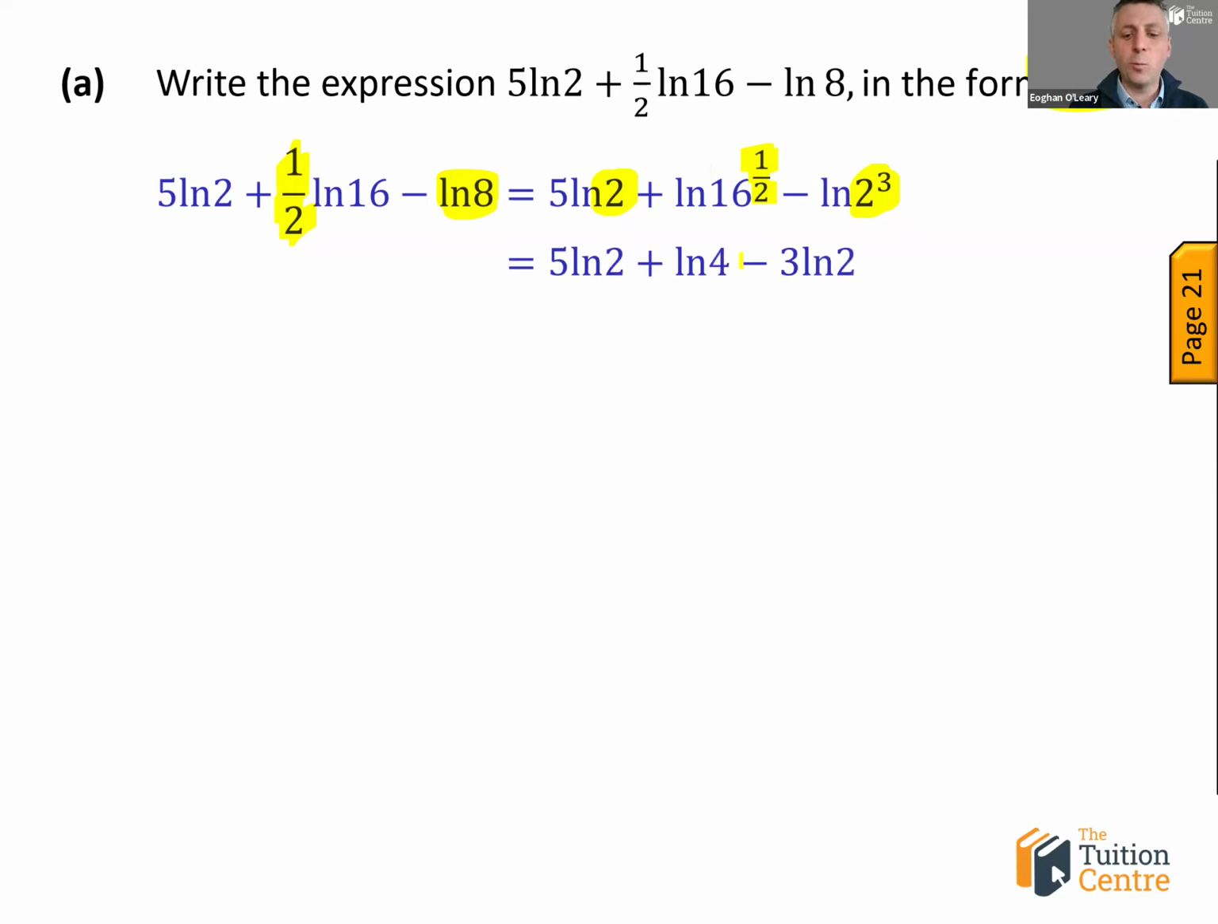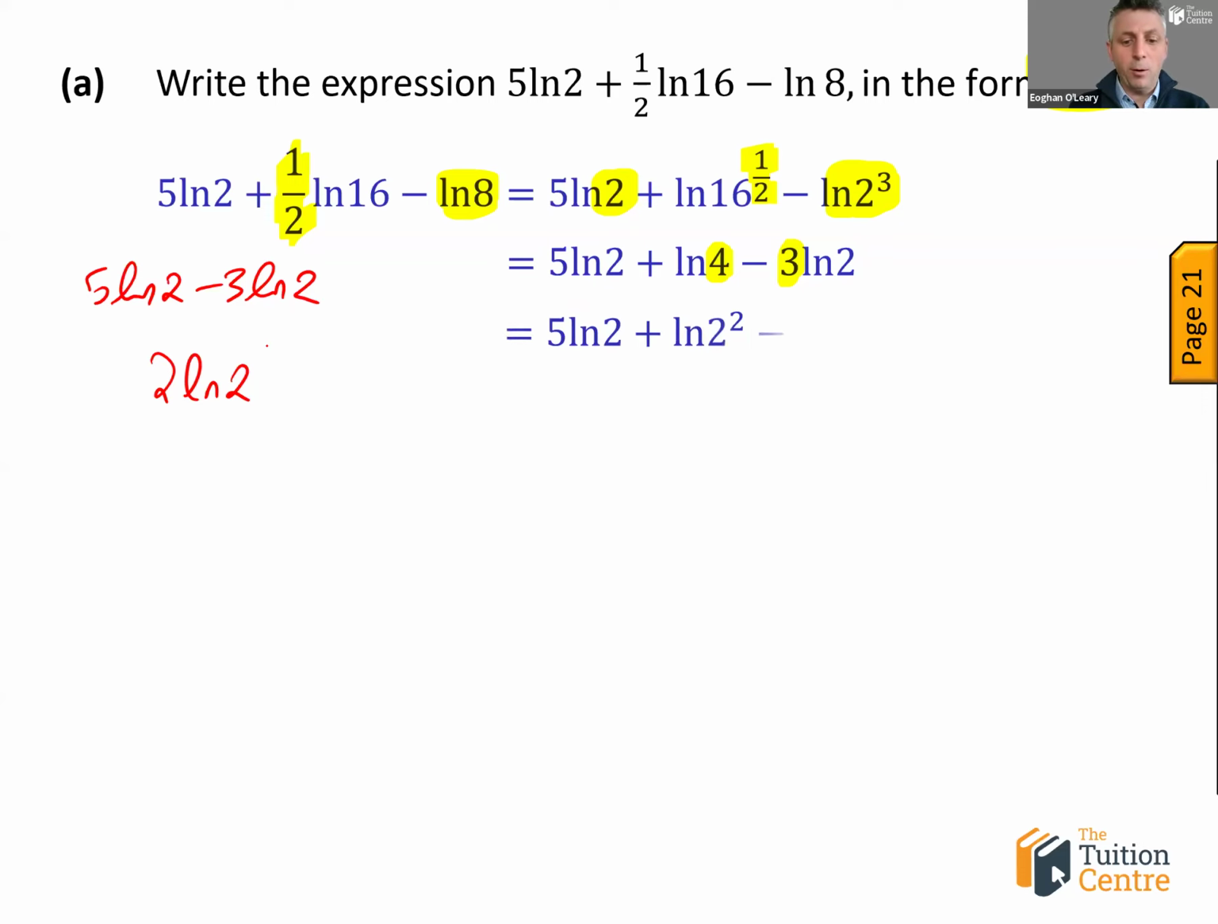So I keep working on it. 16 to the power of a half is 4, so now I have ln of 4 here. I have the ln of 2 to the power of 3, and I can use my power to the front rule. So I have 5 ln of 2 plus the ln of 4 minus 3 times the ln of 2. Even at that, I could just do this to the side: 5 times the ln of 2 minus 3 times the ln of 2. Well, that's just like saying if I have 5x minus 3x, I'd have 2x. So here I'd have 2 times the ln of 2.